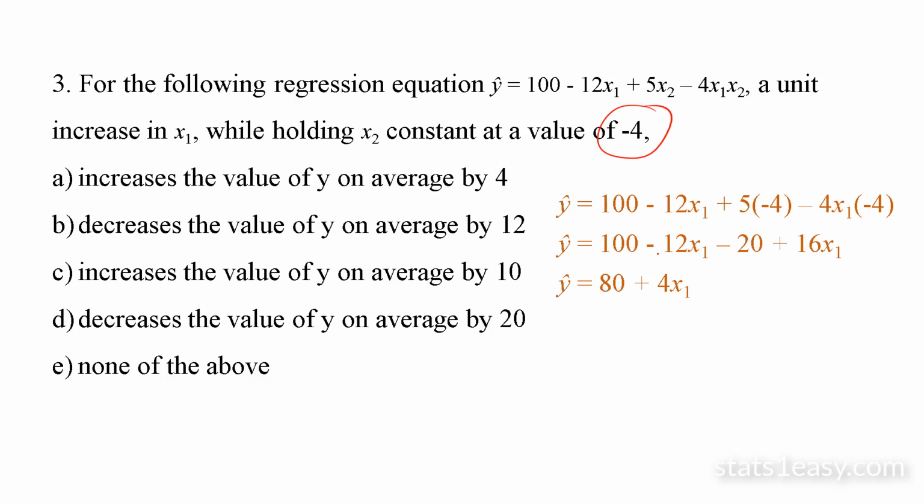And this is now a simple linear regression equation, which we can interpret like we interpret the value of the slope. So this 4 here just tells us that if x1 increases by 1, y will increase by 4 on average. The answer here is A.